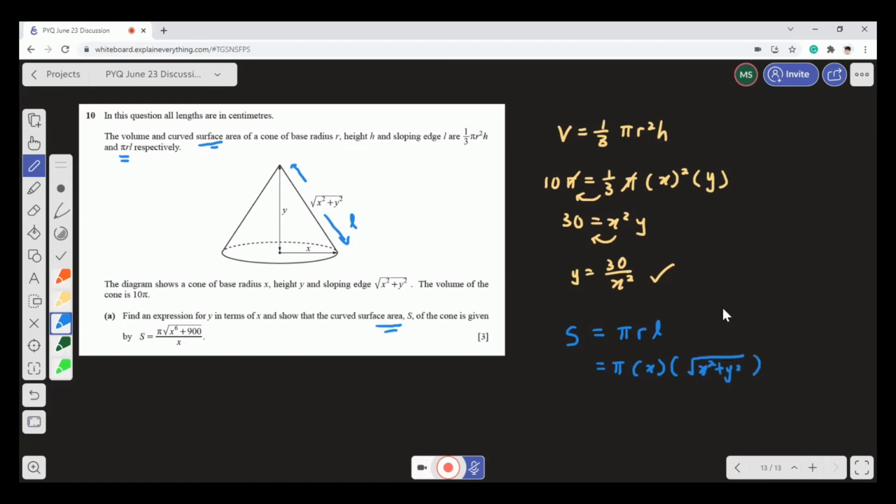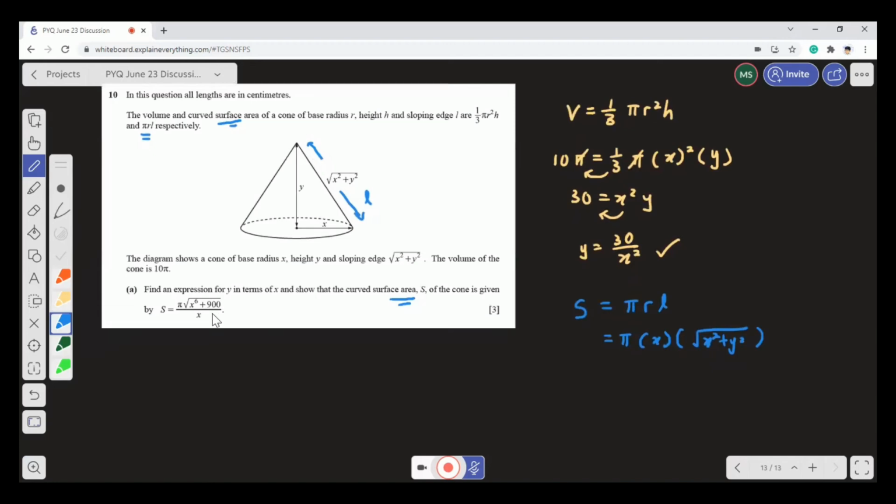But then, if you look at the proof they want, there is no y inside. Can you see? So you have to eliminate the y here. How do we eliminate the y here? Substitute from the one above. Yes, so it will be plus 30 over x squared, squared. So we square this, we expand this. So let me write it down here. S is equal to pi x times square root of x squared plus 900 over x power 4.